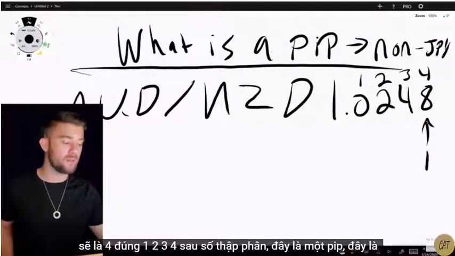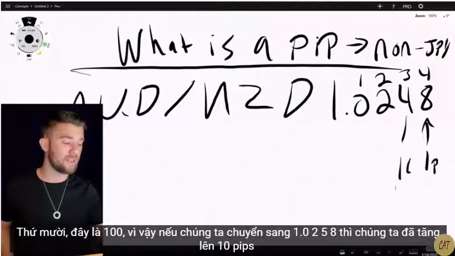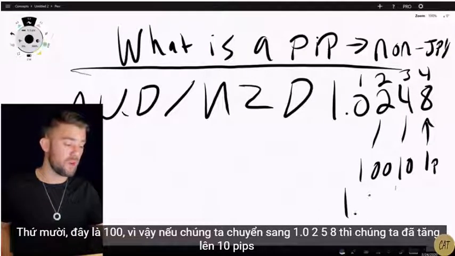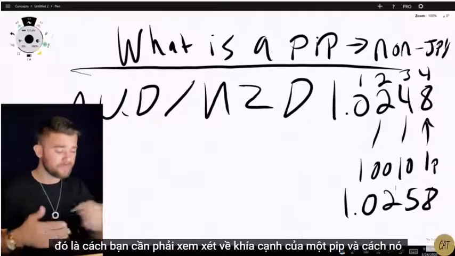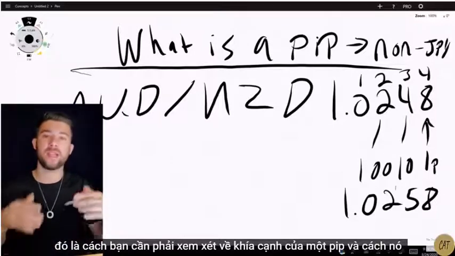This is 1 pip. This is the 10s. This is the 100s. So if we move to 1.0258, then we have moved up 10 pips. That's how you need to be looking at it in terms of what a pip is and how it's valued.